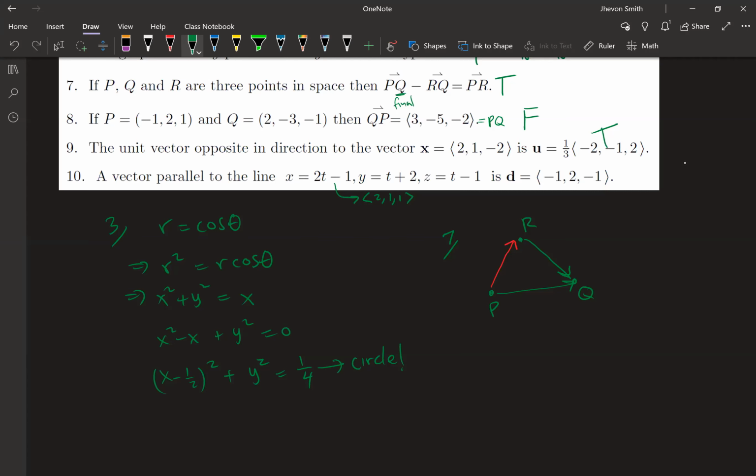And the answer would be no, because I would have to multiply the first coordinate by minus a half to get the second coordinate, the first coordinate here. But if I multiply this by minus a half, I don't get the other one. So this is false.